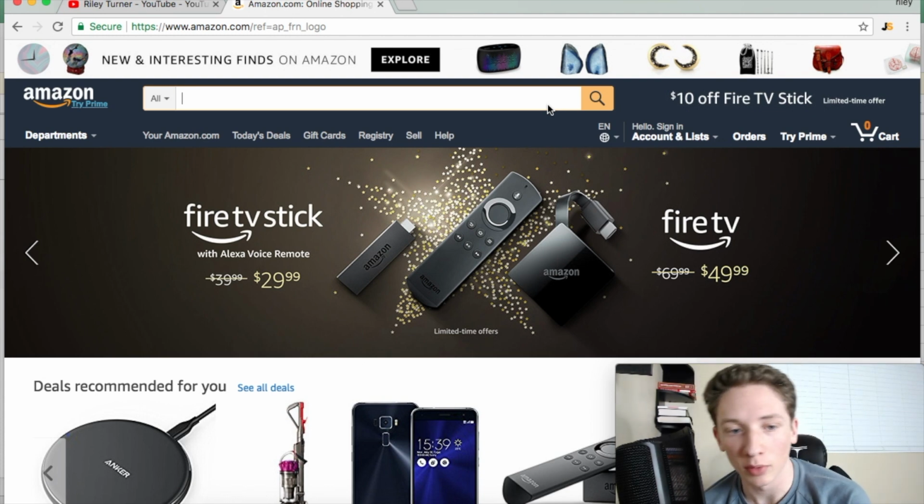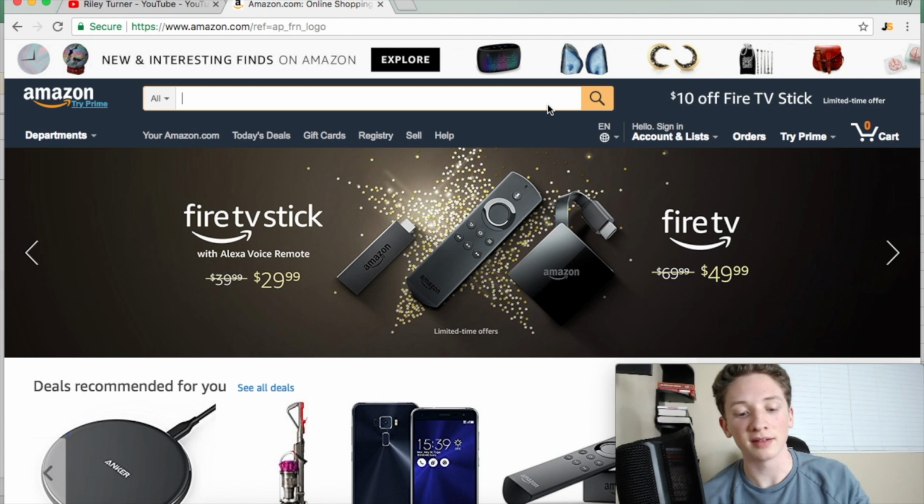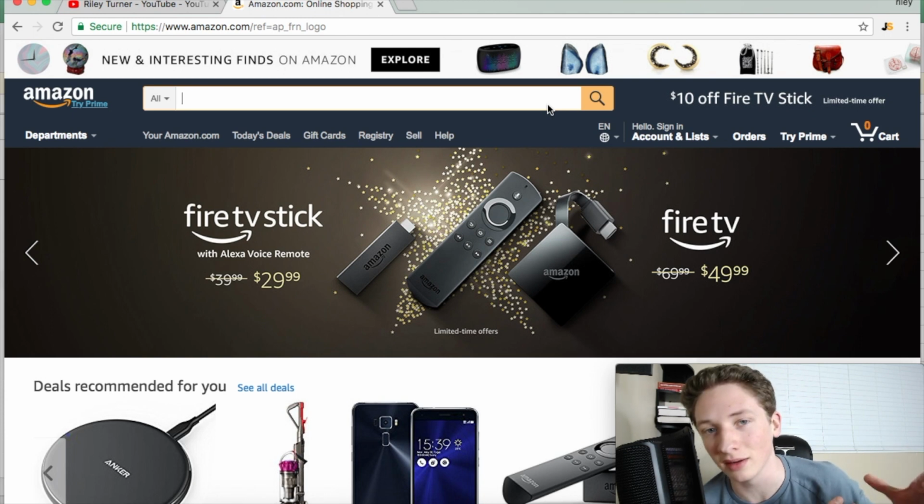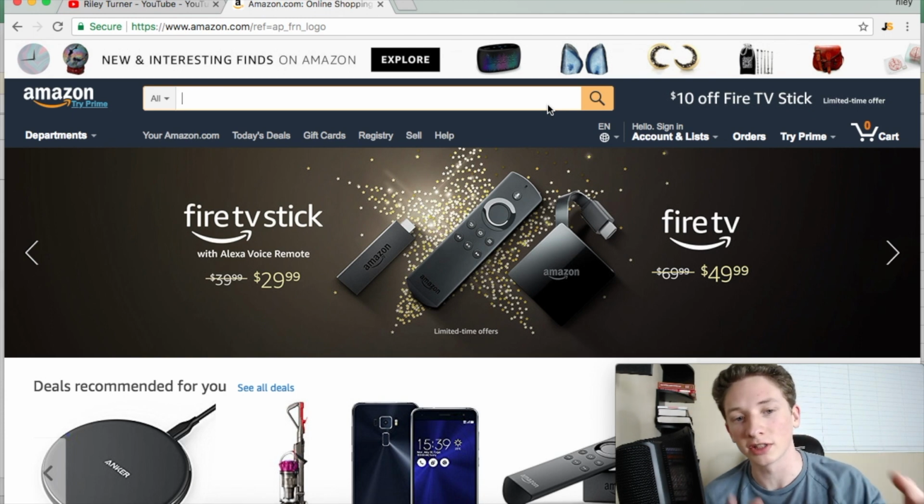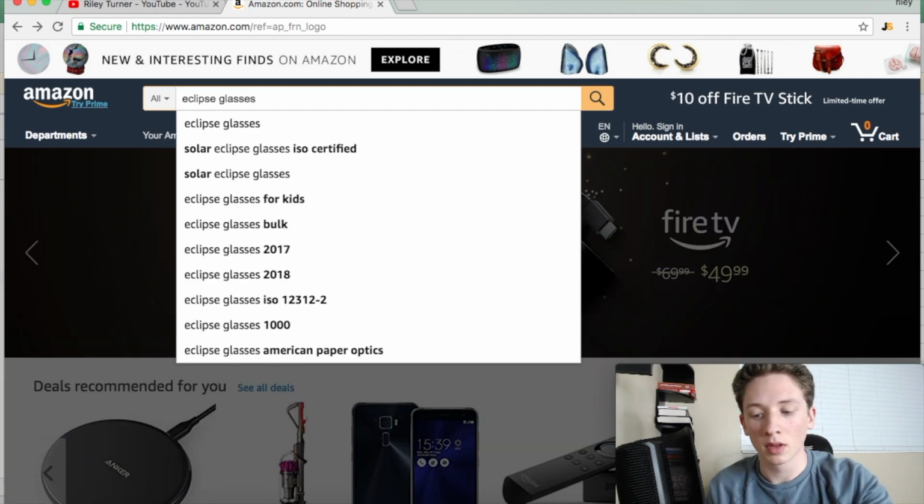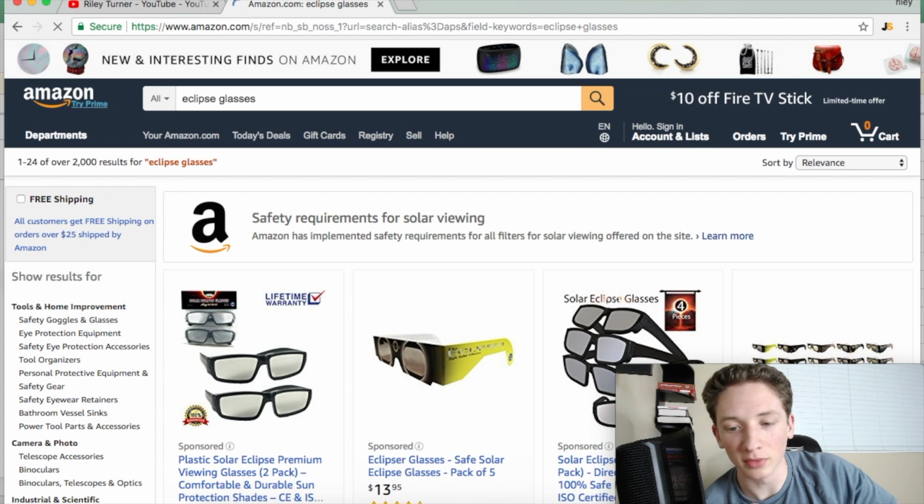So for example, I'm going to type in one of my previous products that does not work anymore, and that is the Eclipse glasses. So we're going to type that in, and we're going to see what the numbers are now. When I used to sell them, obviously the numbers were great, but that was when the eclipse happened, the solar eclipse. So not anymore. So let's check out the numbers now, and I will show you guys what to look for. All right, that's so hard to type with this mic right here. Let's check these out now.